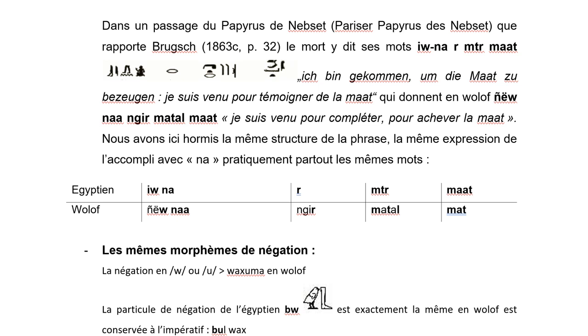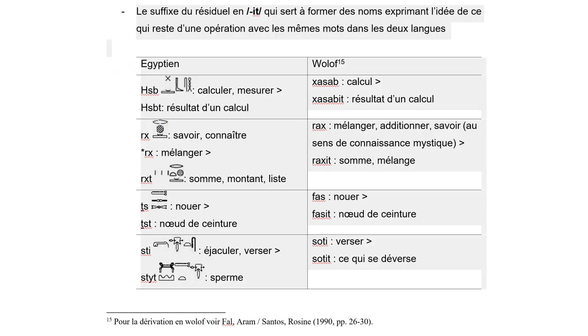As you see also the negation morpheme, I have talked already about that. Bu, this is the same morpheme in Egyptian and in Wolof. When I say the imperative form in Wolof, bul wax, don't talk, this is bu, the same morpheme. Also here you have the very same suffix, the suffix of residue. Hasab in Egyptian is to measure, to calculate, and hasabit is the result of a calculation. You have the same thing here.